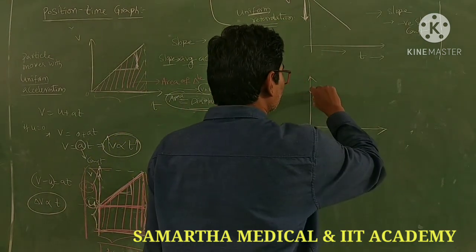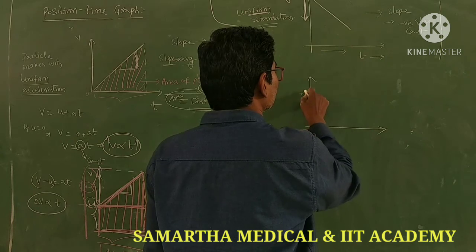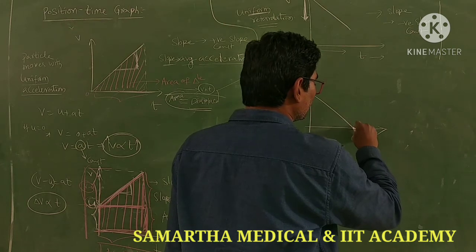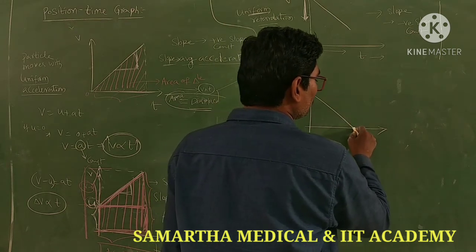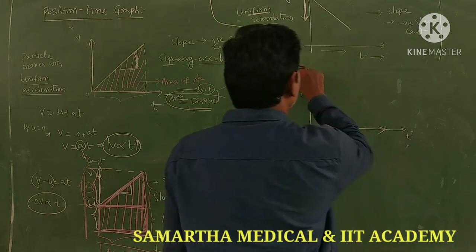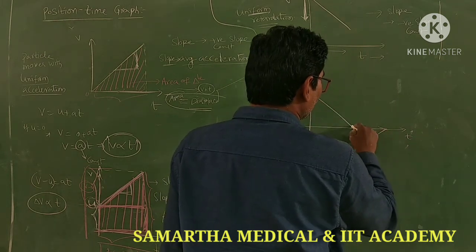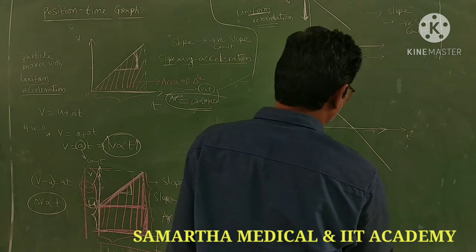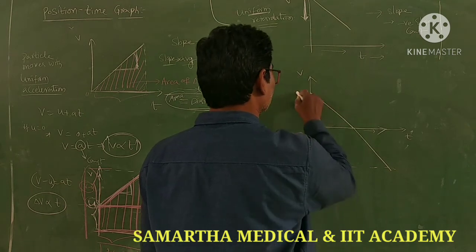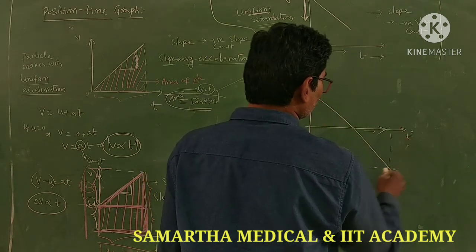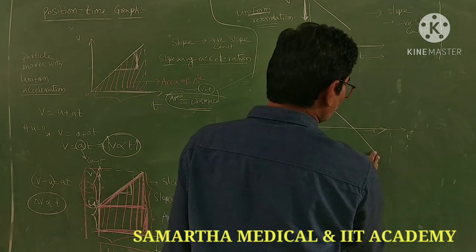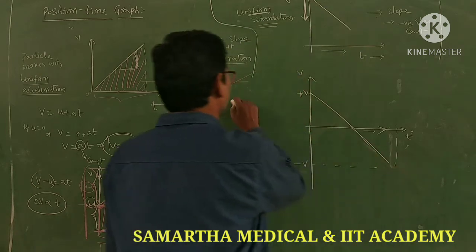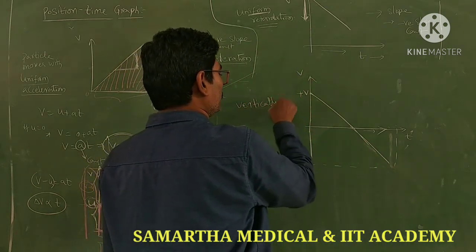If you take a vertically projected body, initially it has some positive value of velocity, since we have thrown it. While it is going upward, gradually its velocity decreases and becomes 0. Then as time increases, again in the reverse direction the particle will go. So this is minus V and this is plus V. This is the graph for a vertically upward thrown body.